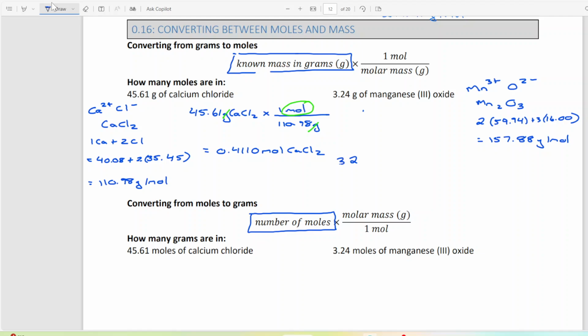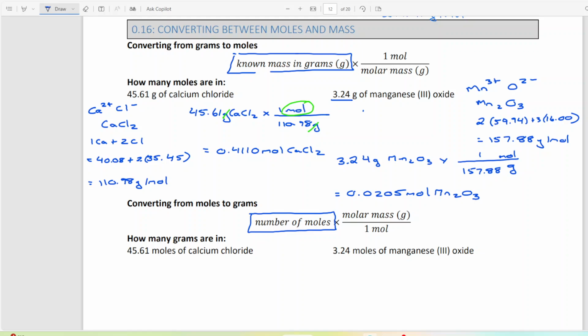So then again, you set up your formula. You've got 3.24 grams of the manganese oxide. And then we're going to convert. We want to get rid of the grams, we want moles, and we want 1 mole weighs 157.88 grams. So then our number of moles will be 3.24 divided by 157.88, or divided by alpha answer if you're good with the calculator. We're going to answer this one to 3 sig figs. So we're going to have 0.0205 moles of manganese 3 oxide.